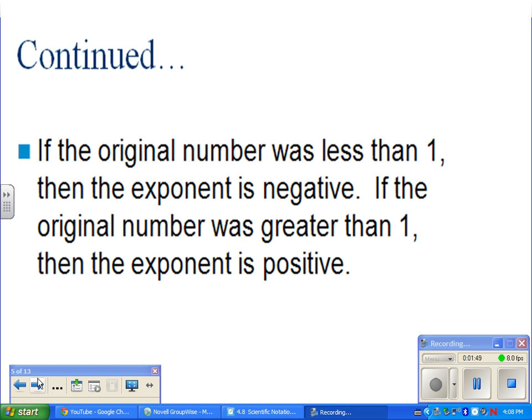Continued from the previous slide, we add that if the original number was less than 1, the exponent is negative. If the original number is greater than 1, then the exponent is positive. Again, pause, get these down, and then we'll continue on.